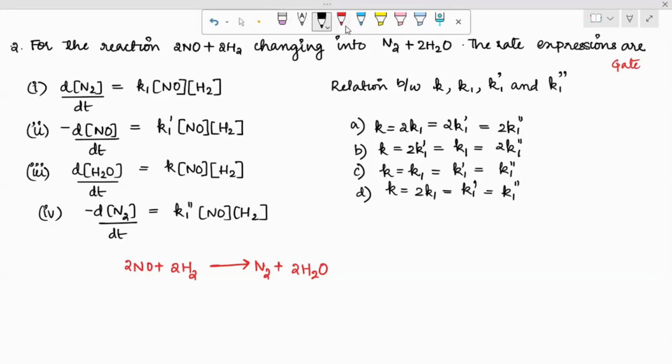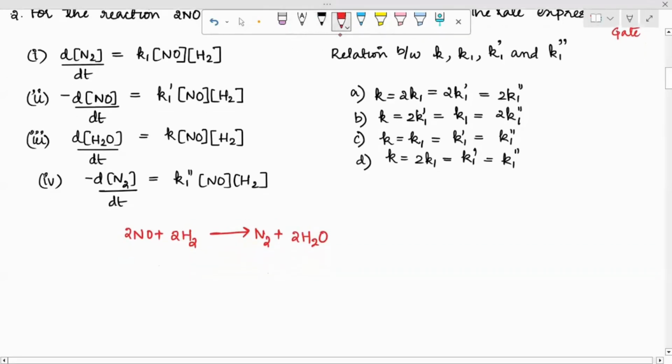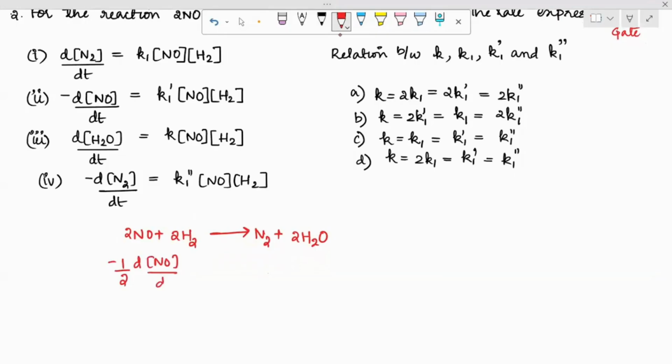So from the equation, we can write the expression for the rate of the reaction. It is the reciprocal of the coefficient: 1 by 2 minus dNO by dt is equal to minus 1 by 2 dH2 by dt is equal to plus dN2 by dt, and that is equal to plus 1 by 2 dH2O by dt. Very easy. We know how to write the rate expression.